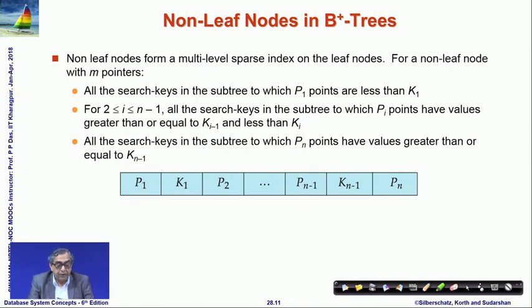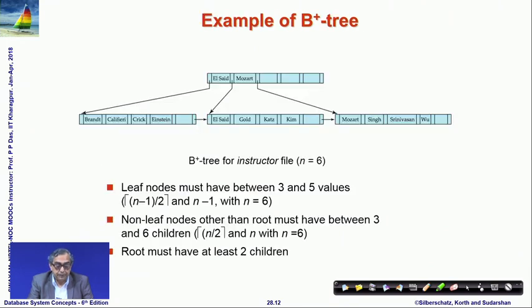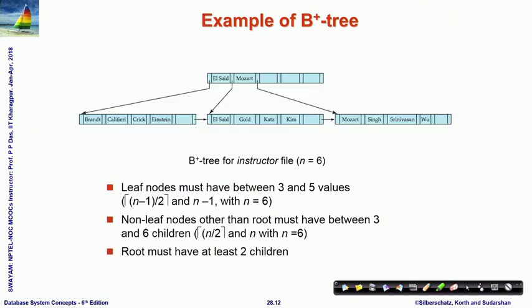For a non-leaf node, similarly, all search keys in the subtree which P1 points to are less than K1, and all that Pn points to are greater than K(n-1), and in the other cases they are between the two consecutive key values that exist between the pointers. So, this is an example of a simple case where n is equal to 6.